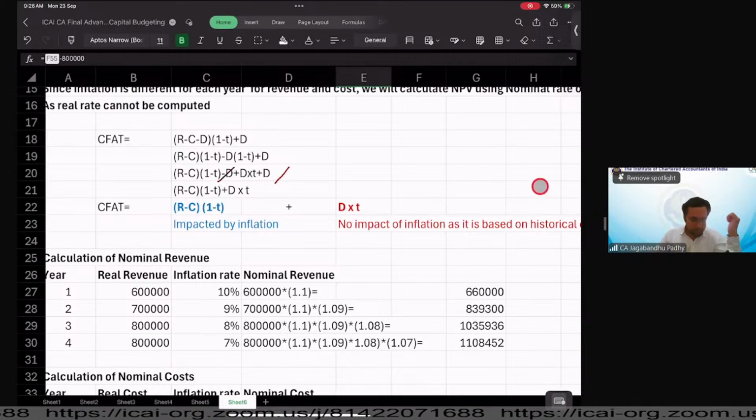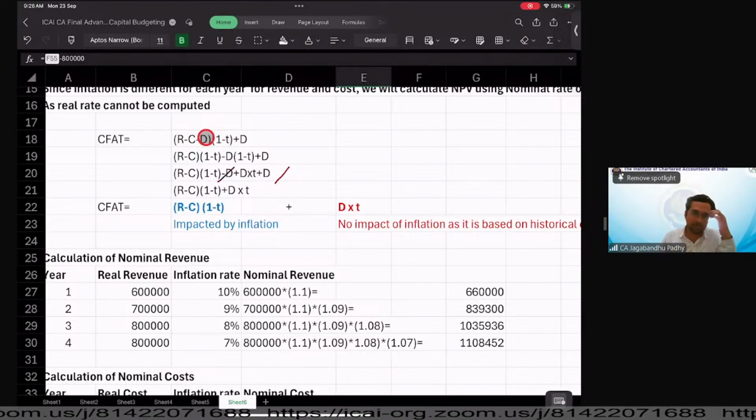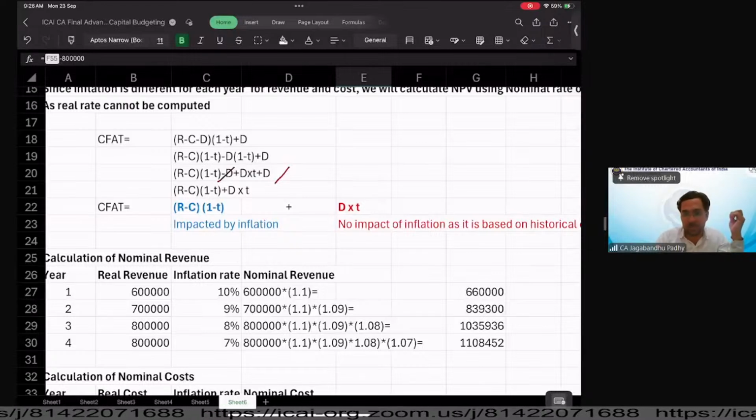Rakesh, see, in this case, what you're saying, depreciation should be subtracted, right? Depreciation should be subtracted and then added. This is what we have done here, right? Correct? Stay unmuted, Rakesh, please. Sir, that is fine. What I want to ask is total depreciation is to be deducted.